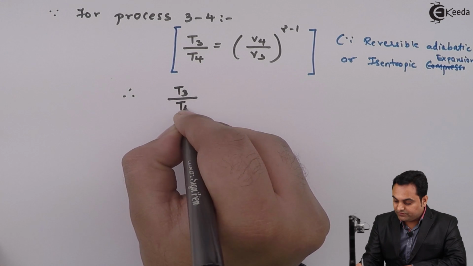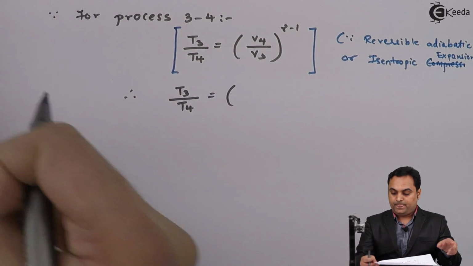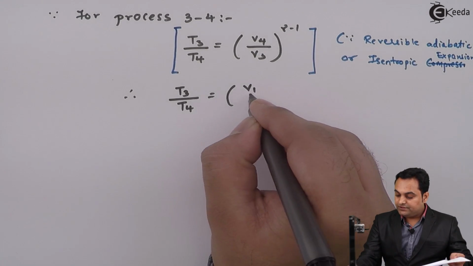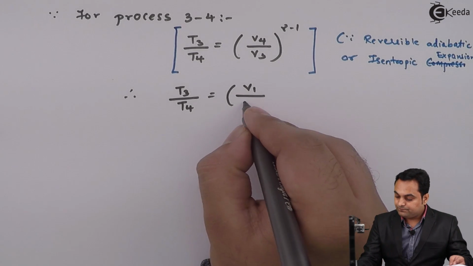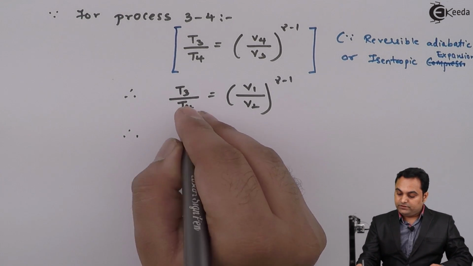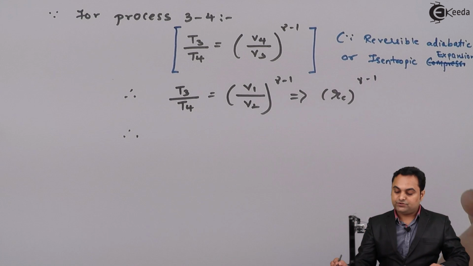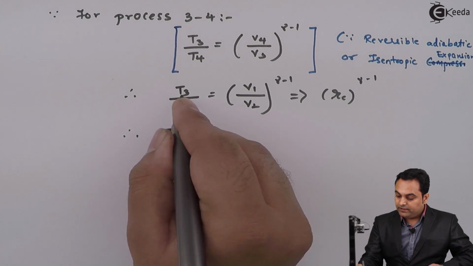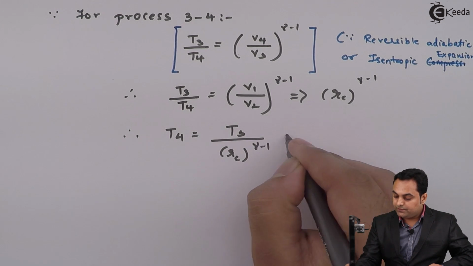Now T3 by T4 I'll keep as it is. V4 by V3 can be made equal to, V4 is equal to V1 because it is constant volume heat rejection. Next, V3 is equal to V2, constant volume heat addition, raised to gamma minus 1. So this T3 by T4, now V1 by V2 is nothing but RC, that is compression ratio. So here we have to find the value of T4. I'll keep T4 on one side, and this will be T3 upon RC raised to gamma minus 1.